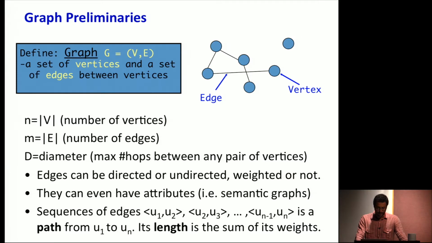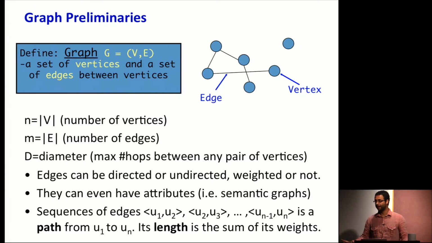M and N usually denote the number of vertices and the number of edges, respectively, by convention. And the diameter of a graph is the maximum number of hops between any two pairs of vertices in a graph. It is going to be a useful measure of the span of a computation that we'll see later.